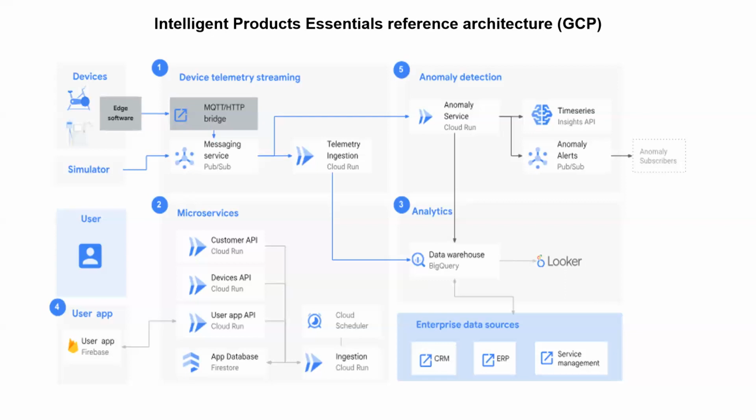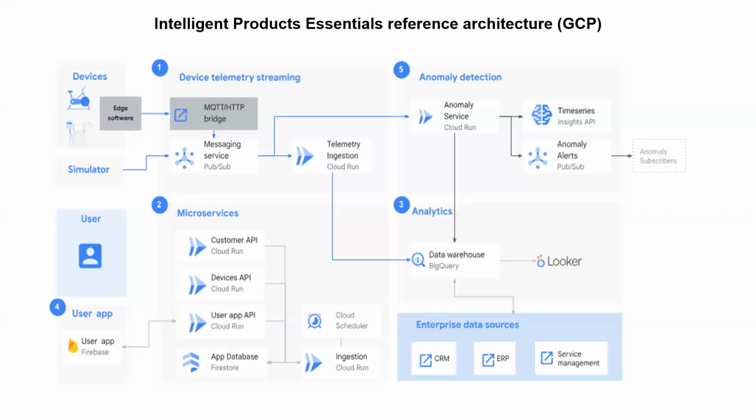And this has been built completely on the GCP, and this is highly scalable, reliable, cost effective, and very secure. These are the services we are using. We're using the customer API. We are using the device API on the Cloud Run, and then we are also using the app database and the Firestore. And we are doing the data ingestion with the Cloud Run, and then the Cloud Scheduler is also there. So we use 4 to 5 services. Mostly we'll be using the following.